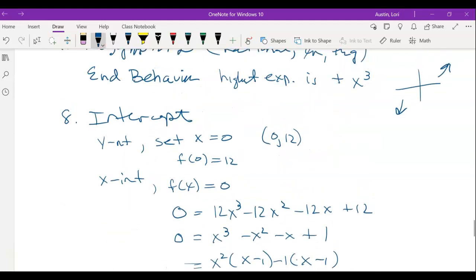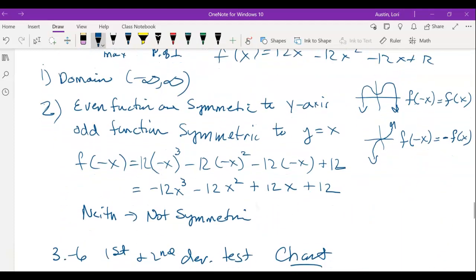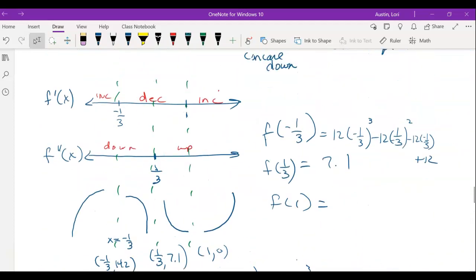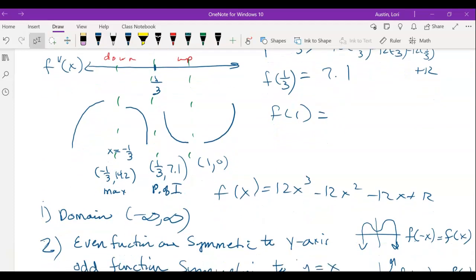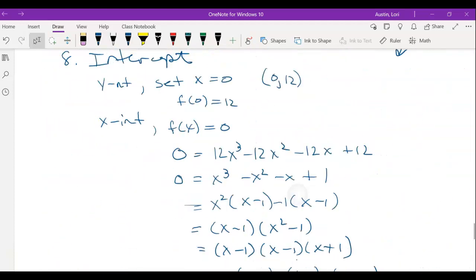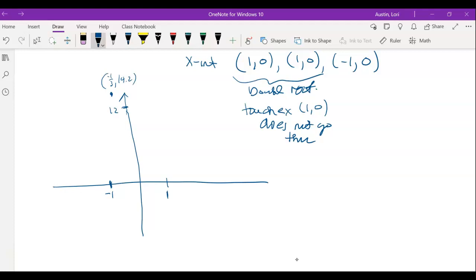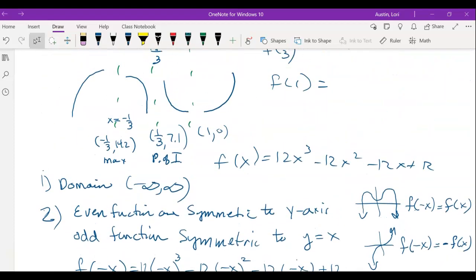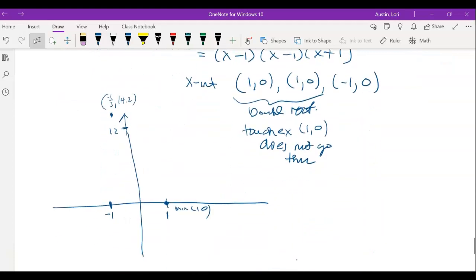I have a minimum value. You just have to go through your notes because I'm going to have to keep scrolling up and down to get all the information. I have a minimum value at (1, 0), and that makes sense because didn't we say it was going to touch it and turn around? So I got a min going on at (1, 0). I've also got a point of inflection at 1/3, 7.1.